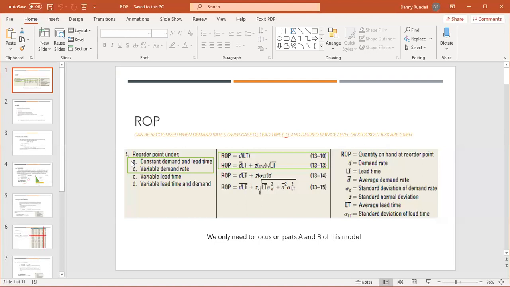Thankfully, we only need to know and use A and B under the reorder point model. First one is with constant demand and lead time, which is very simple, and the second one is with variable demand rate. These are the two equations that you need for reorder point, and here are the variables that you will use.